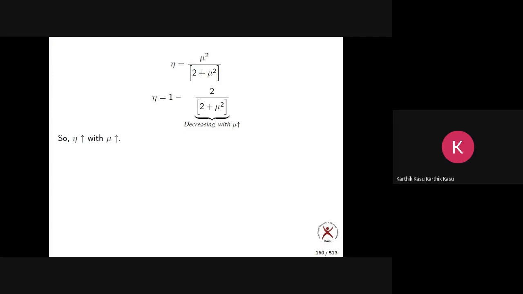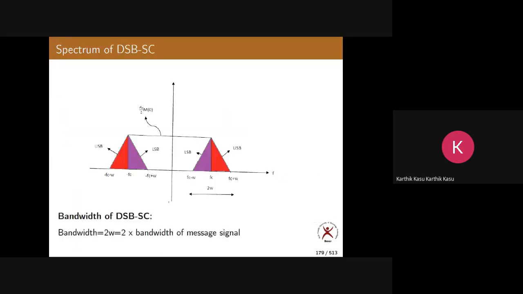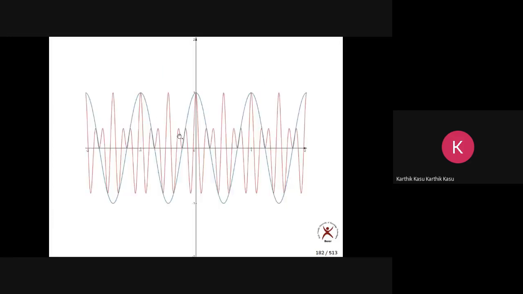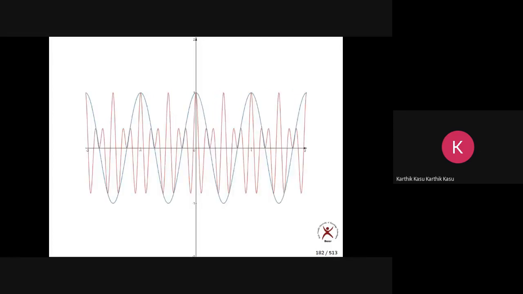So here I have shown whenever message crosses 0, there is a phase reversal. For better understanding, you go and draw the figure. You will get to know. Clear? You will get it exactly. You will get like this. The figure I have taken from Desmos only. Is it clear? You can choose any value for FC and FM.